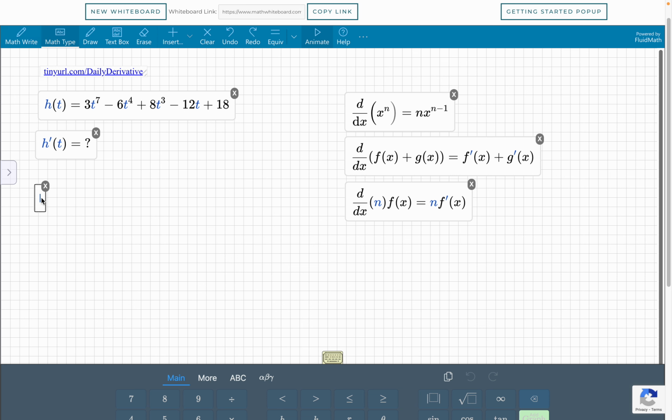So, initially we can factor out the 3. Let's use the power rule for this one, where n equals 7. We have 7x to the 7 minus 1. And then we can use the addition rule. That was f of x, the rest of this is g of x. And we can keep repeating these. Well, it's actually a negative 6. N equals 4. 4x to the 4 minus 1. And this keeps going on.